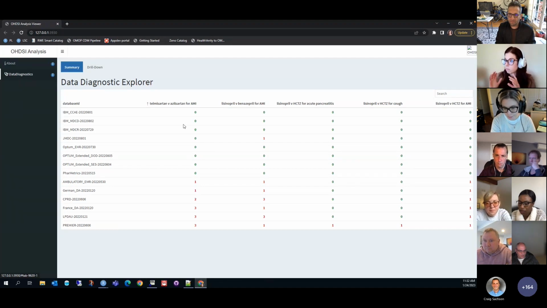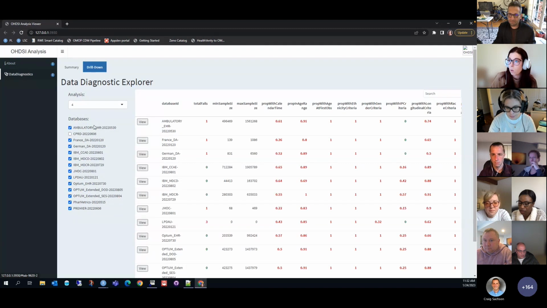And very quickly, you can see which databases you can use for which questions. And if you want to drill down, you could actually get into why certain databases failed. So this is a lot of information up here, but really what this is showing is for one analysis, which is actually the lisinopril versus benazepril example, you can see each individual database and all the different things we evaluated in that database related to this particular question.